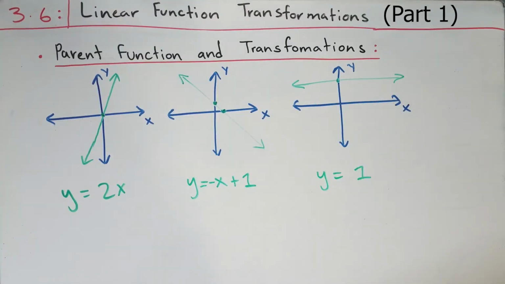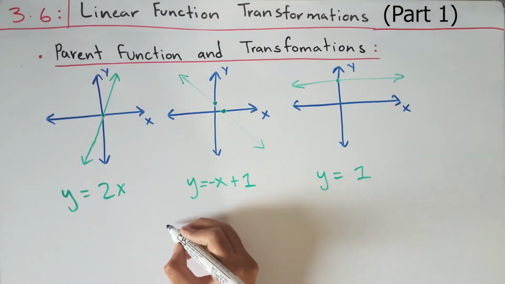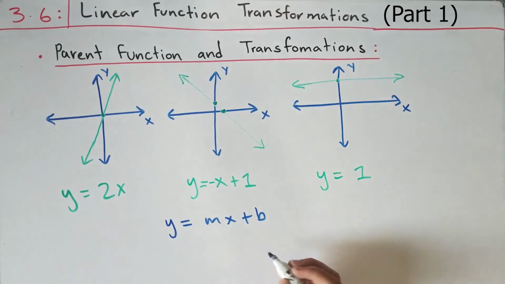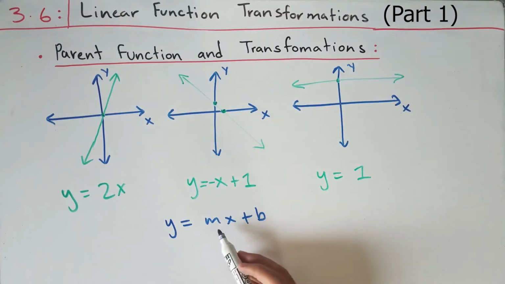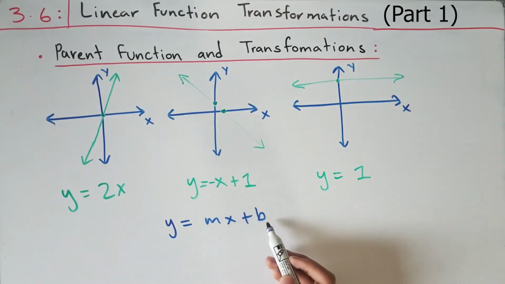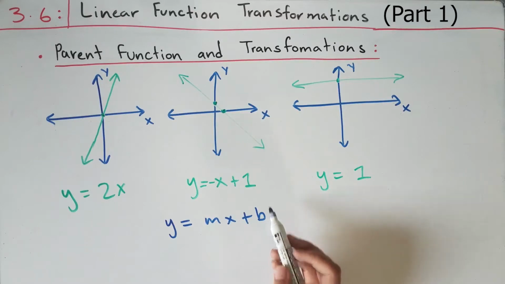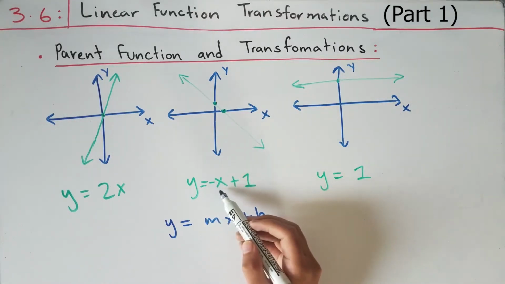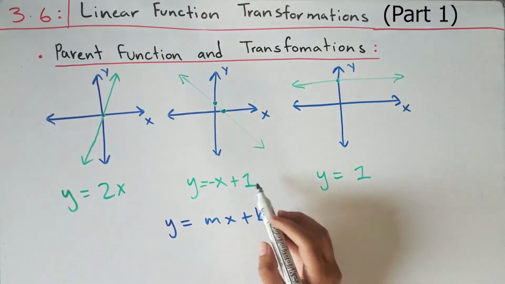But if we look at all these functions, we can see that they're not the simplest form of a linear function. For linear functions, we know that the most common form of writing linear functions is the slope-intercept form, which is y equals mx plus b, where m is the coefficient of x, which is also the slope of the line, and b marks your y-intercept. If we look at this graph, we have a coefficient of negative 1, so here we have a slope, and we're also adding a constant b, which is 1 in this case.